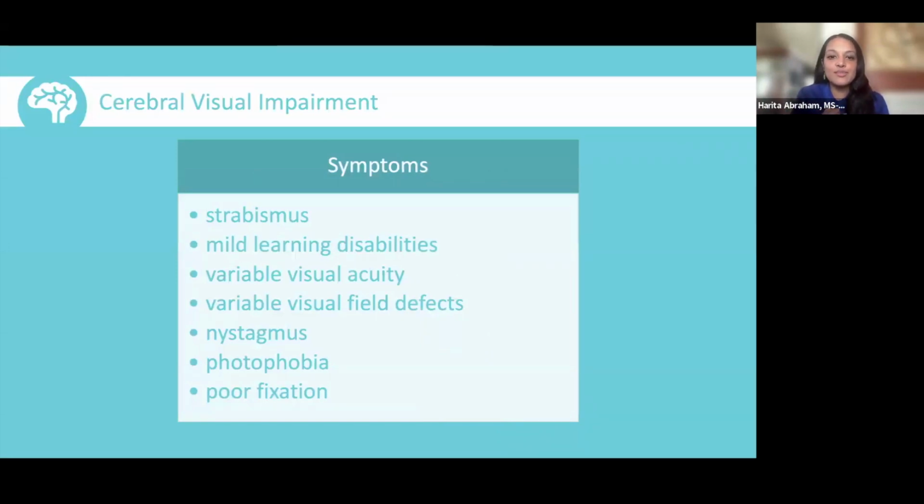So some symptoms of cerebral visual impairment, it's a wide spectrum. Strabismus, mild learning disabilities, variable visual acuity, variable visual field defects, nystagmus, photophobia, poor fixation. Again, it's a wide spectrum, and I'm trying to keep it very simple, but it's a wide spectrum because it depends on where the lesion is. It depends on how many lesions you have. It depends on how severe the lesion is. And so that's why you get this wide variety of presentations when there's damage to that processing center in the brain.